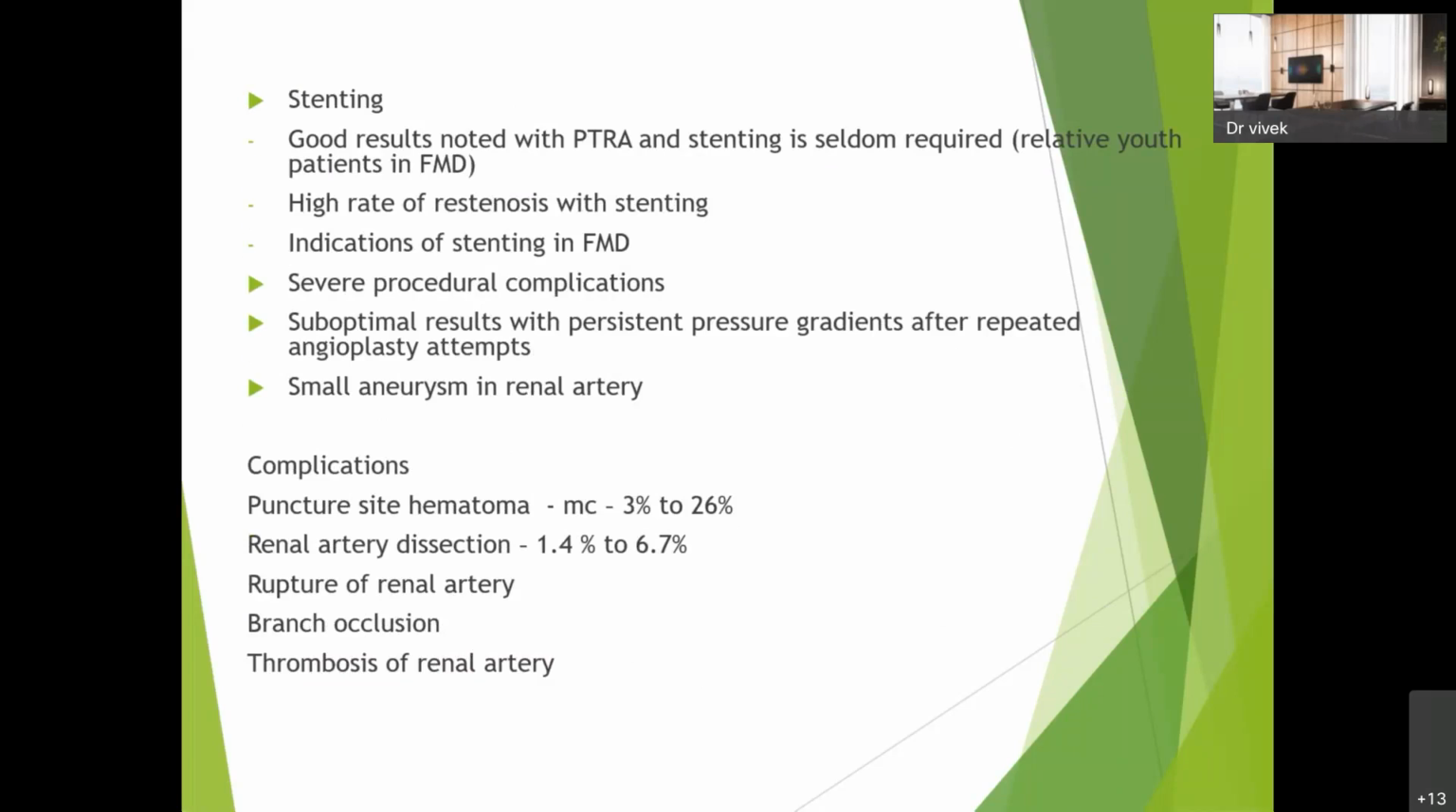Complications associated with endovascular treatment involve puncture-site hematoma, which is most common, 3% to 26% in general. Then renal artery dissection 1.4% to 6.7%, and rupture of renal artery, branch occlusion or thrombosis of the renal artery.